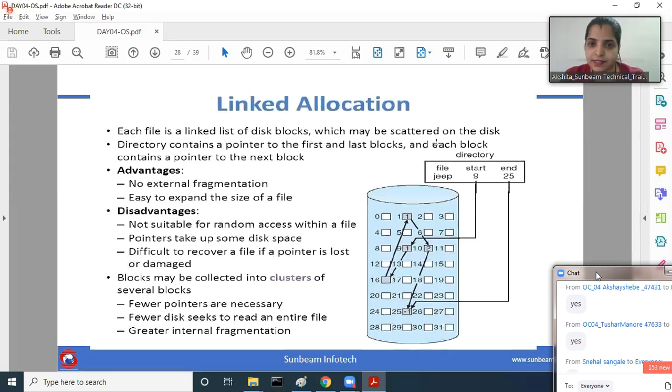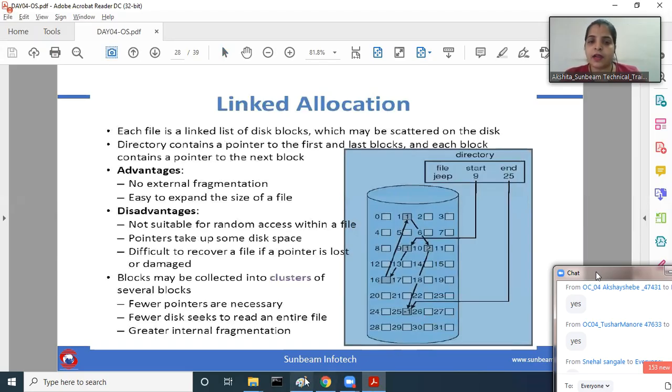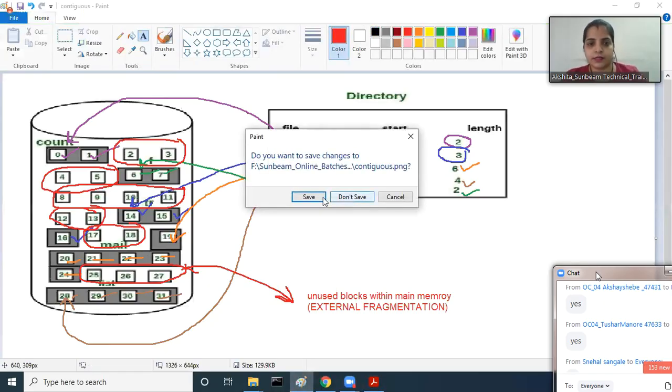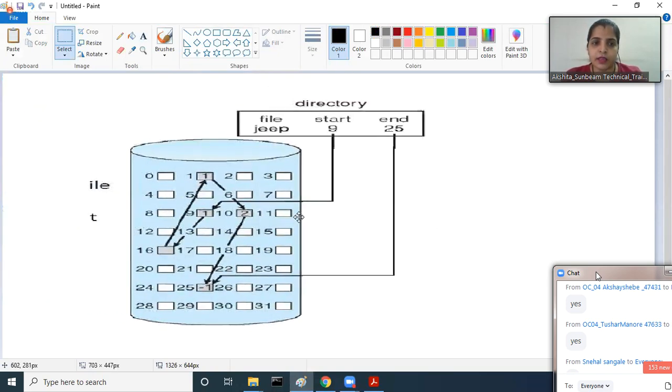Yes. Next is linked allocation. Let us understand linked allocation. In case of linked allocation, the file is basically not stored in a contiguous way, it is linked. First of all, in this case, a directory structure consists of the file name, the starting address and the last address. Let us say, if I have this diagram, in my file, the first memory block is 9.